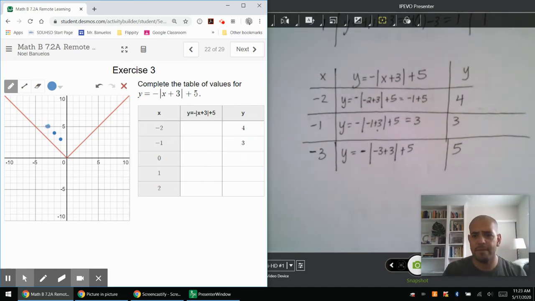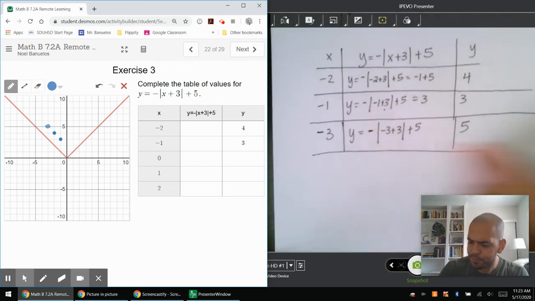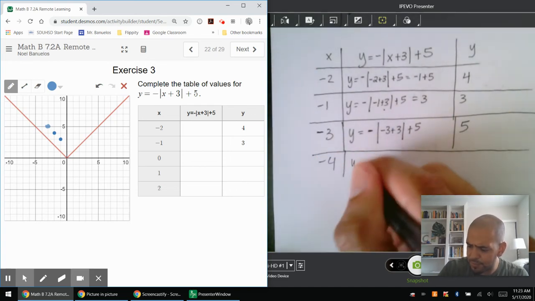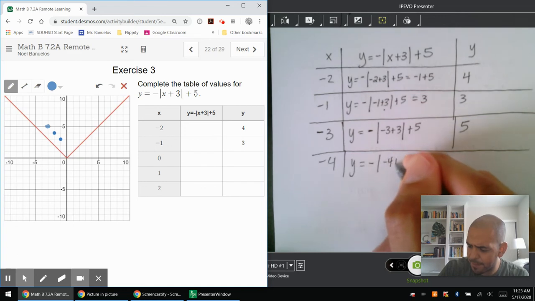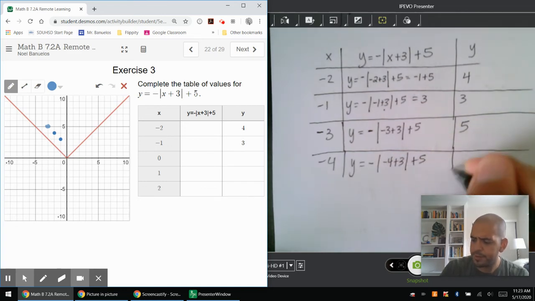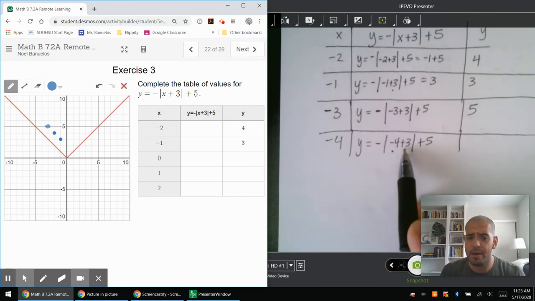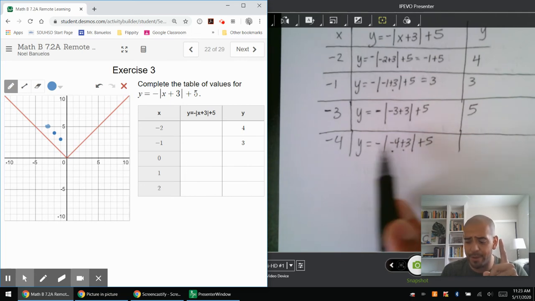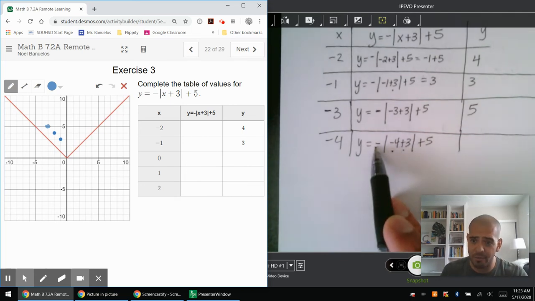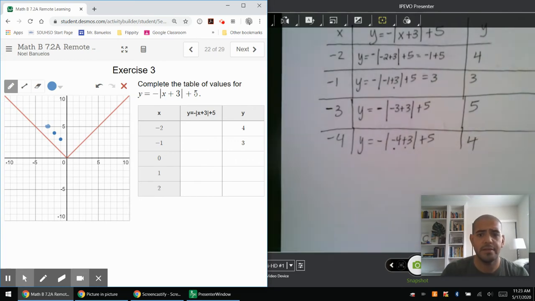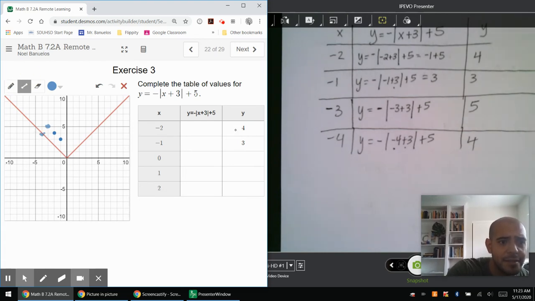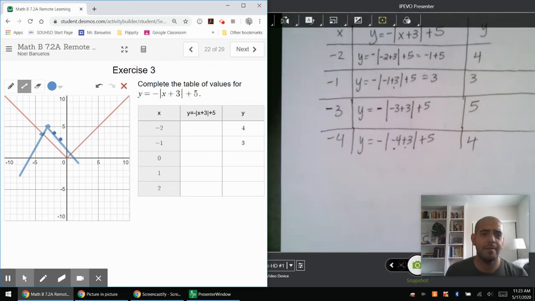Okay, and I want to do -4. I know it's not on the table, but I just want to show you that you do get the V shape, okay? So -4 plus 3 is -1. The absolute value of -1 is 1, but then you're going to multiply that 1 by the negative, which is -1, and then -1 plus 5 is 4. So I'm going to plot (-4, 4), which is right here. So then I would just connect the dots, and hopefully that looks very similar to what I drew in the one before.